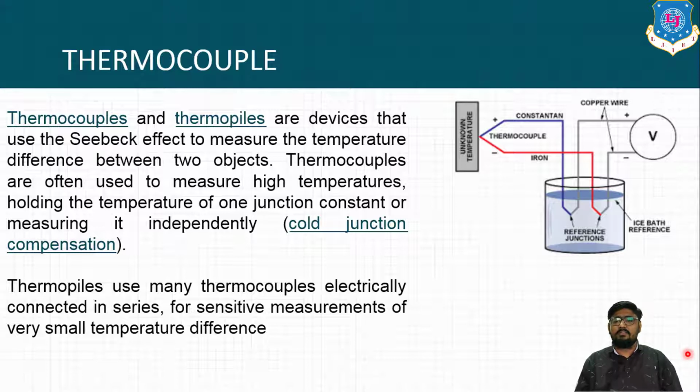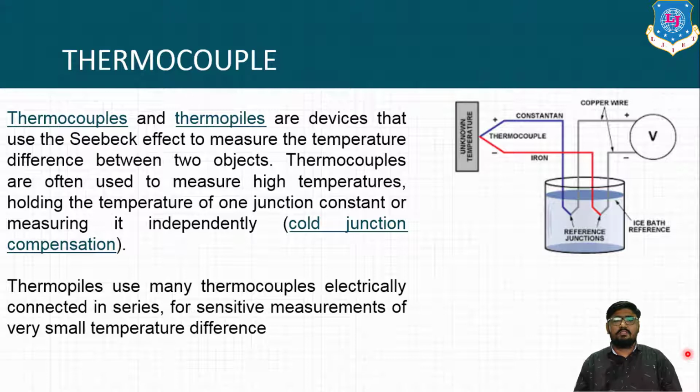Over here, as you can see, these are the reference junctions, and the copper wires are used to connect them with the voltmeter. Because of the difference in temperature, or delta T, a proportional voltage will be generated in this voltmeter. By measuring the voltage and calibrating it on a proper scale, we can measure the temperature of this unknown source by using these two thermocouples.